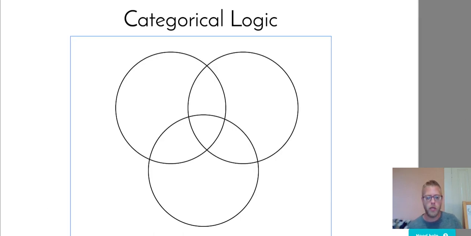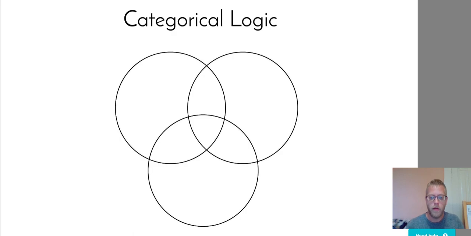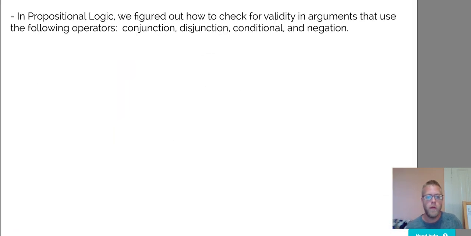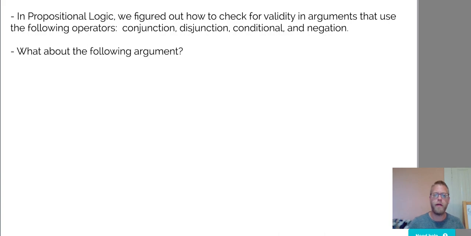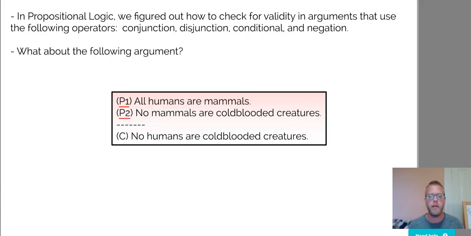Categorical logic. So in propositional logic, you used these four operators, right? You got to know what they meant, and then once you understand what they mean, then you're able to check for validity for any arguments that use those operators. So we did that, but there's other types of valid arguments as well. Right? Look at this one.